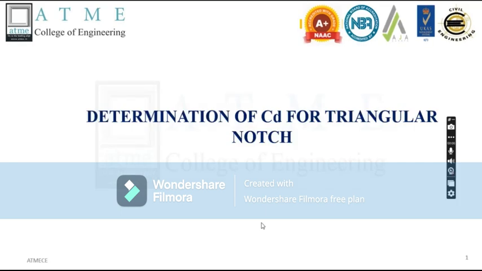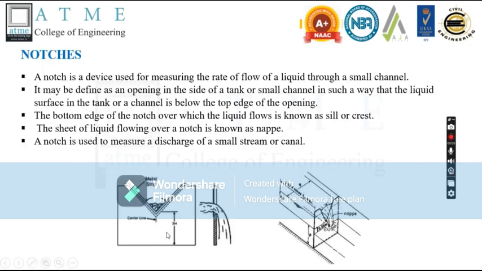Good morning all. Let us discuss the determination of CD for triangular notch. A notch is a device used for measuring the rate of flow of a liquid through a small channel.